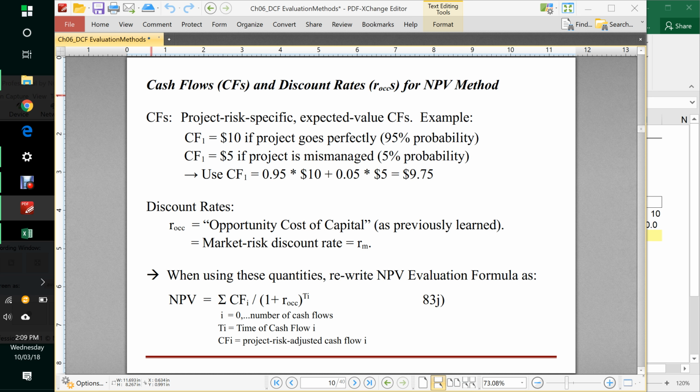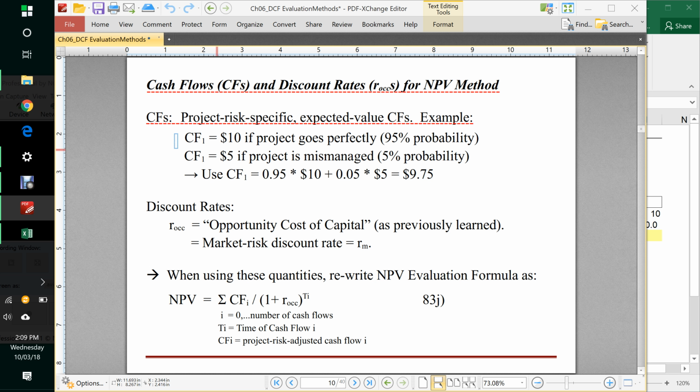All right, so now we have to think a little bit about what are our cash flows and discount rates for the NPV method. What cash flows do we want to put in? What interest rates do we want to put in, and why? We are going to use always for cash flows project risk-specific expected value cash flows. Here's an example showing what I mean.